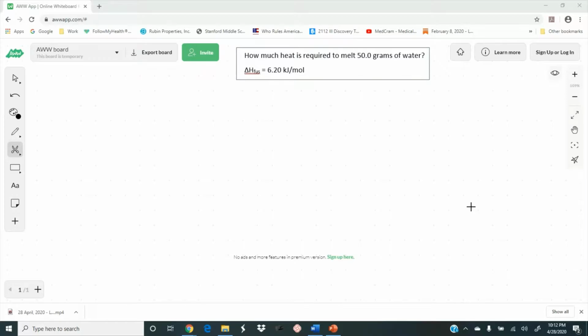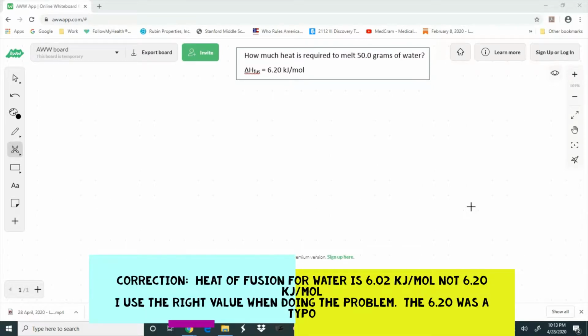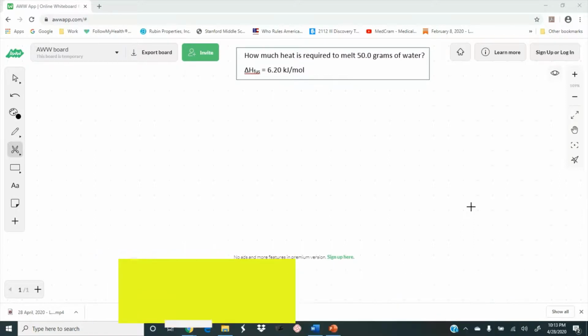Hey, ladies and gentlemen, welcome back to sample problem number 2 from section 16.3. We are going to answer this question right here. This question says, how much heat is required to melt 50 grams of water. Delta H of fusion here, that's what you call this, is equal to 6.02 kilojoules per mole. So this one's pretty easy and straightforward. Heat of fusion is how much energy is required to melt something, and it's 6.02 kilojoules per mole.